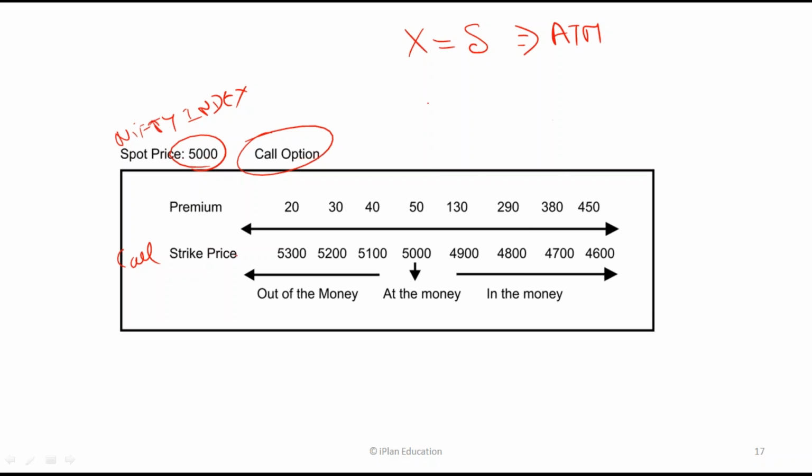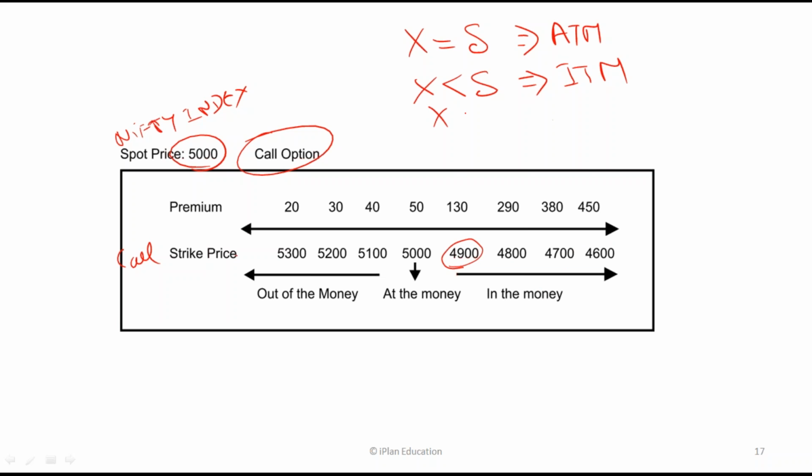In the money contracts are those where the exercise price is less than the spot price. So these are in the money contracts, ITM. We can see here, if you are buying cheaper than the market price, so if the strike price is less than the spot price, then that becomes an in the money contract.